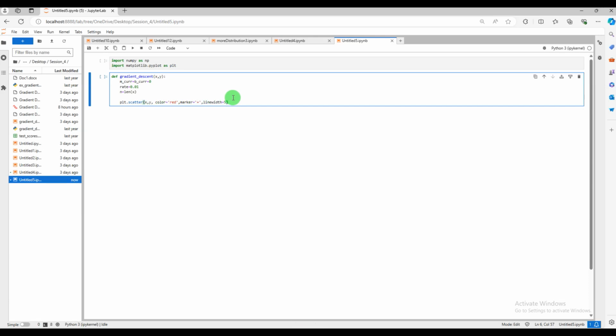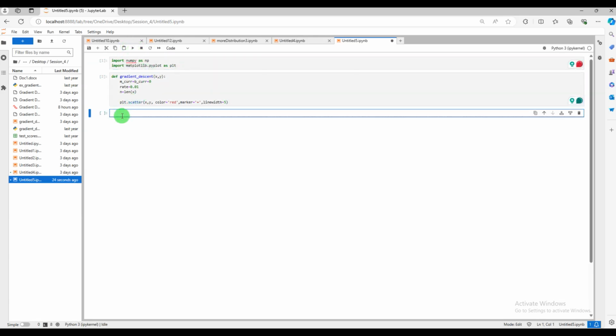Okay, and now initialize an empty list to store the predicted y value for visualization at different iterations. So okay, start. So all y predict store.